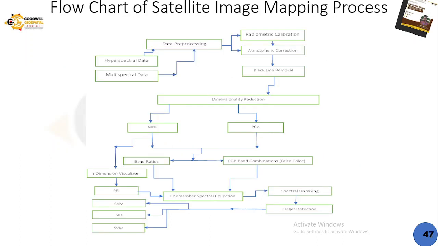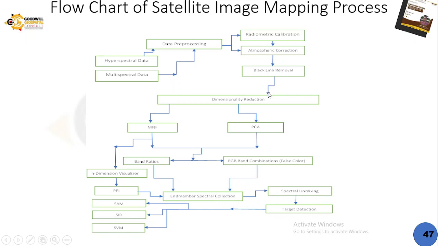Now, this is a flowchart of the satellite imaging process, specifically in mineral mapping. What you do is you get your hyperspectral or multispectral data. You do the data pre-processing, where you do the mosaicing, subsetting, atmospheric correction, thermal correction, cloud correction, bad band removal. You do all these things. Then you do the radiometric calibration, atmospheric correction, and bad line removal.